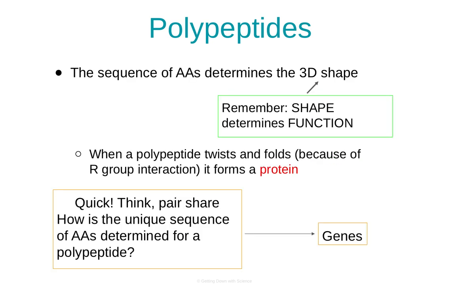All right, so the sequence of these amino acids is going to determine its shape. So remember, shape determines function. And when a polypeptide twists and folds, because of those R groups that interact, we ultimately, at the end of the day, get a protein. That's what we want. Perhaps you remember from general biology, honors biology, that these sequences and proteins are all put together through protein synthesis, and we use our genes, our DNA, to assemble the unique sequence.